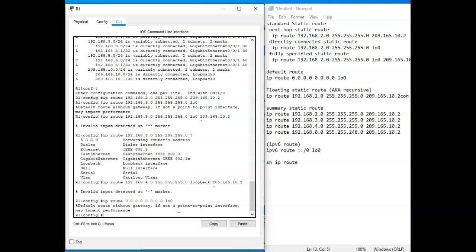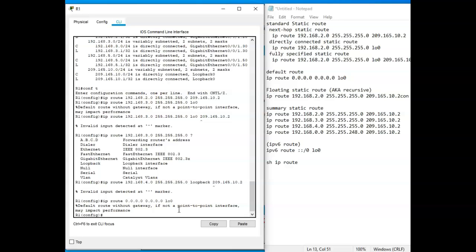So this is a default route with the loopback. You can actually set a default route with the next hop IP. We can do that instead, but for purposes of the hands-on final, we say use an IP route with a default route with the loopback. So that is part of the hands-on final.